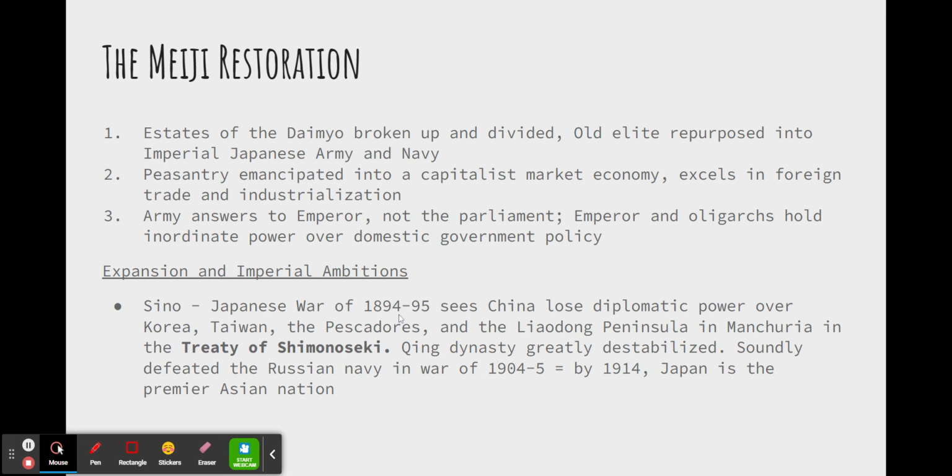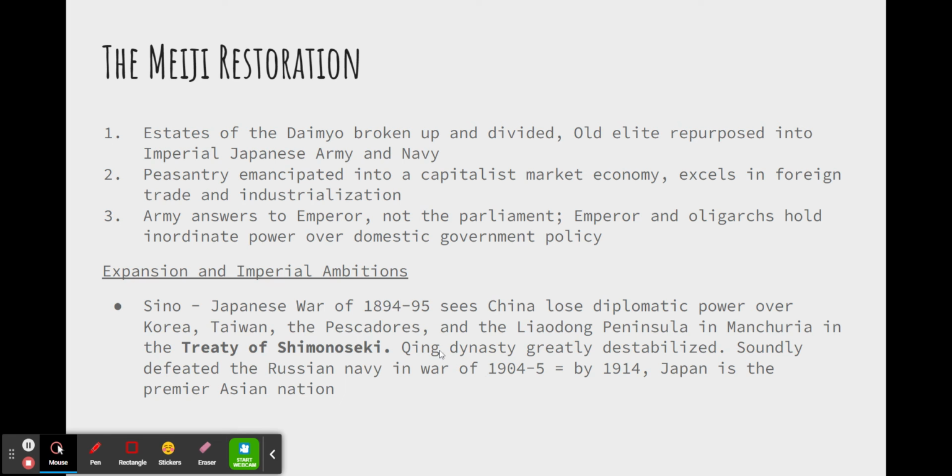Now, the Sino-Japanese War of 1894 and 1895 saw China lose diplomatic power over Korea. They lost the nation of Taiwan, the Pescadores, which were islands, and the Liaodong Peninsula in Manchuria, which the Japanese referred to as Manchukuo. That, of course, was all culminated in the Treaty of Shimonoseki.